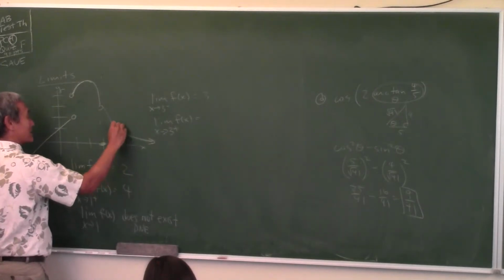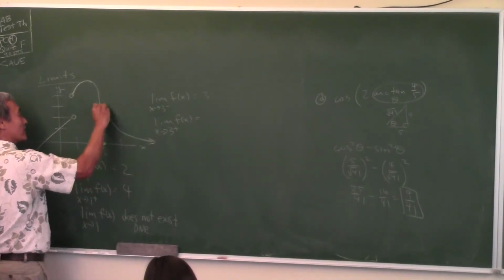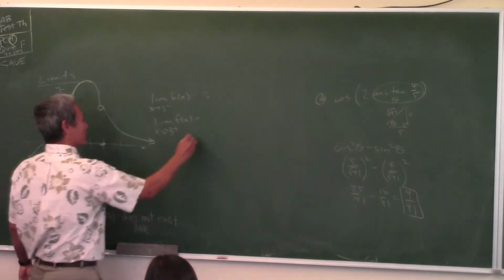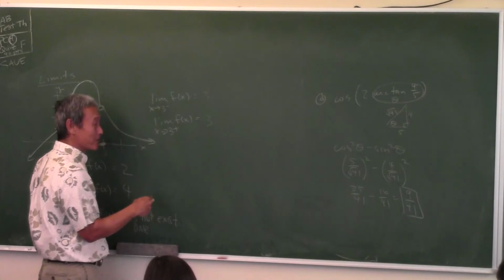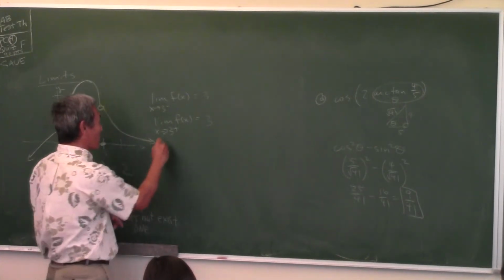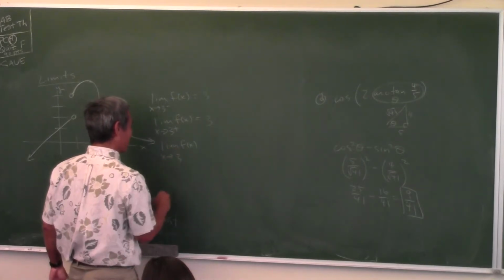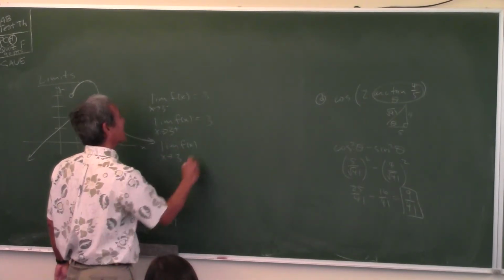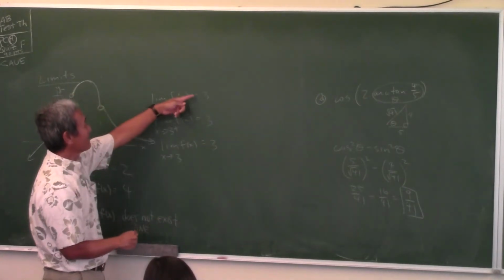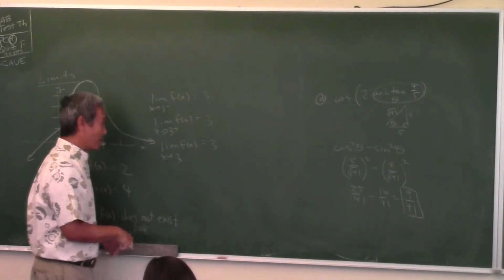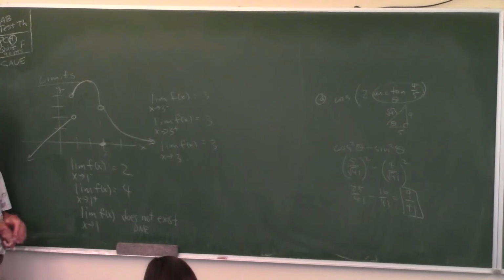What is the limit of this function as x approaches 3 from the right? Coming from the right side, the graph is getting closer and closer to that point. What's the y-coordinate of that point? 3. So if the left-hand limit is 3 and the right-hand limit is 3, then what would be the limit of this function as x approaches 3? 3. If the left-hand limit and the right-hand limit are the same, that's the limit. But if they're different, the limit doesn't exist.